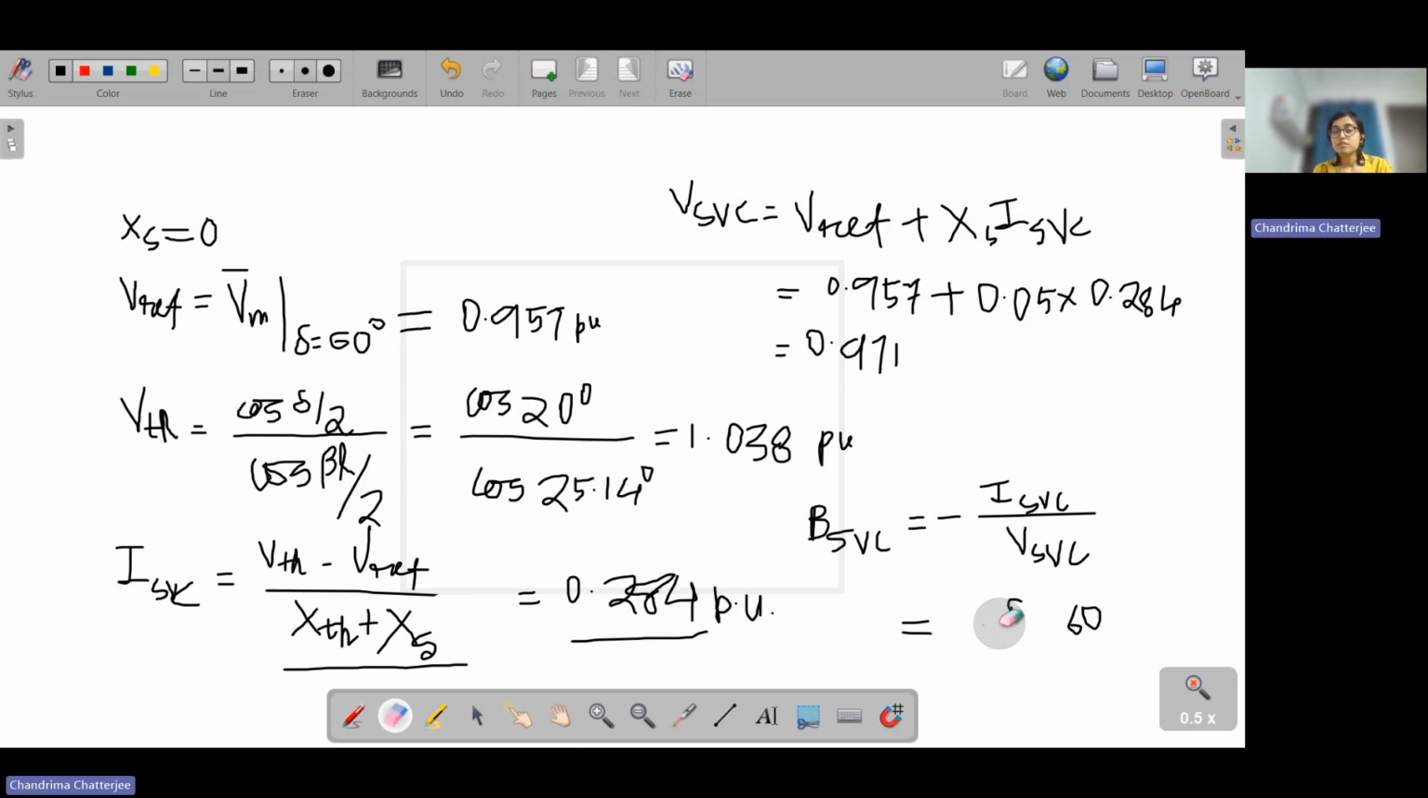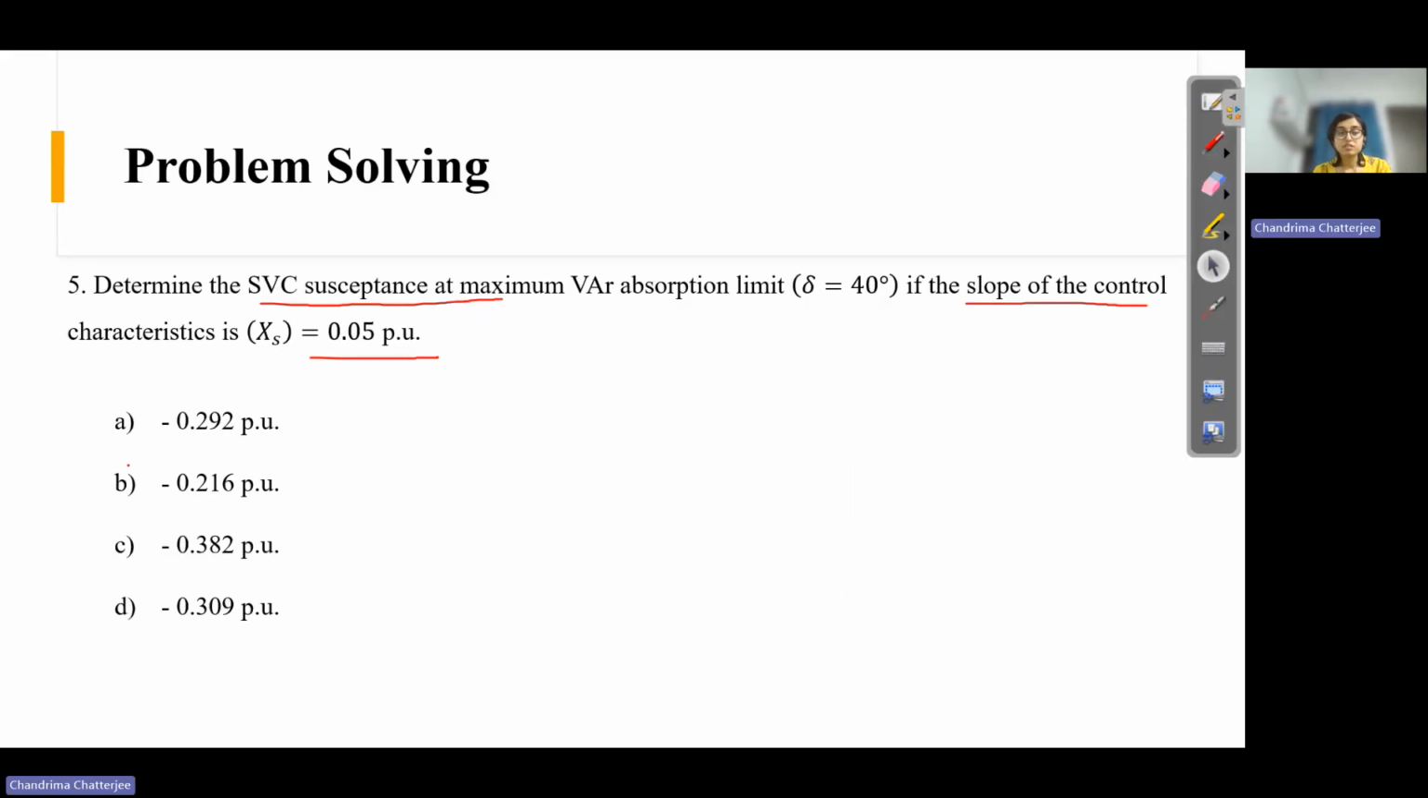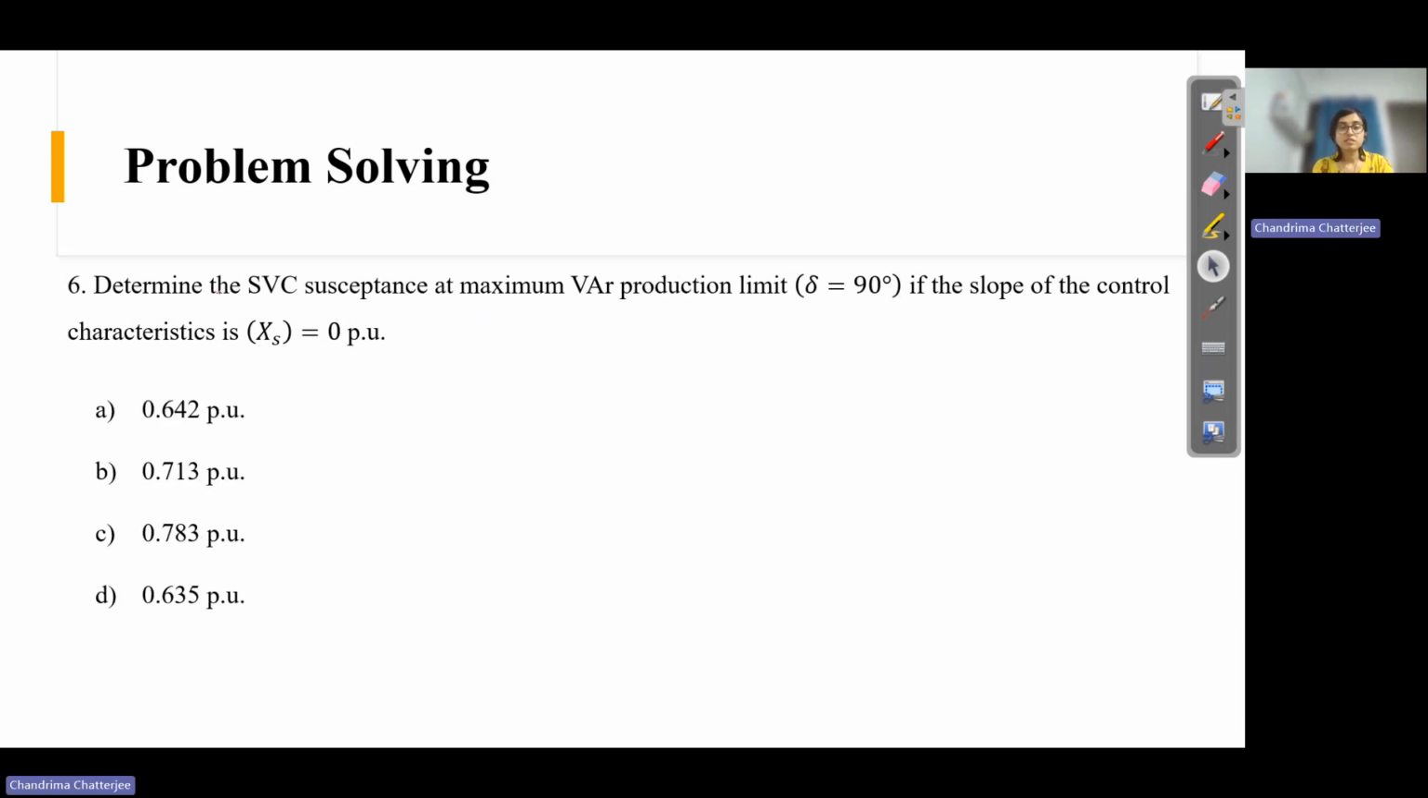Now this is not the value. Now VSVC is minus 0.292. Okay. So the correct option is option A. This is the correct option. Let's see the next question.